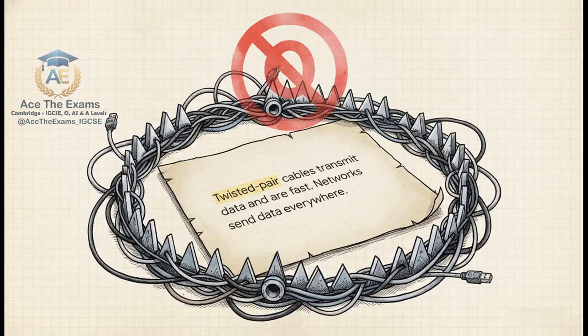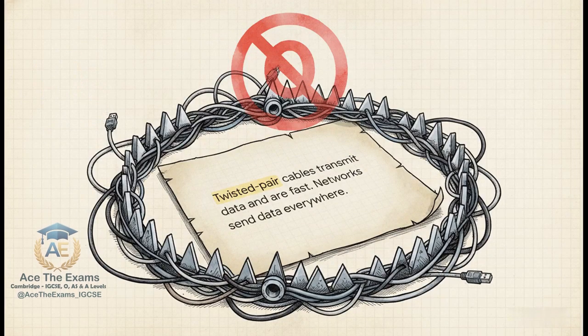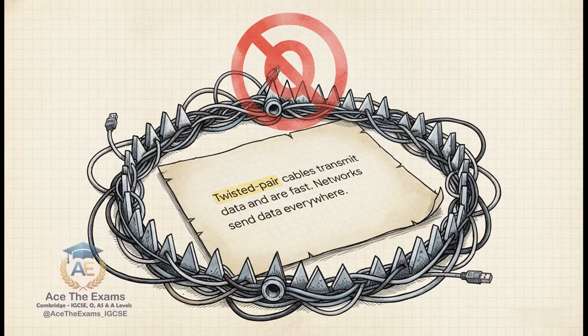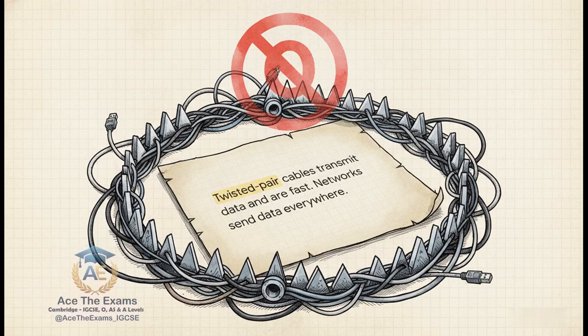Okay, here is the answer. Twisted pair cables transmit data and are fast. Networks send data everywhere. Now, you might be thinking, well, yeah, that's not technically wrong. But in the eyes of a Cambridge examiner, this is a classic zero-mark trap.